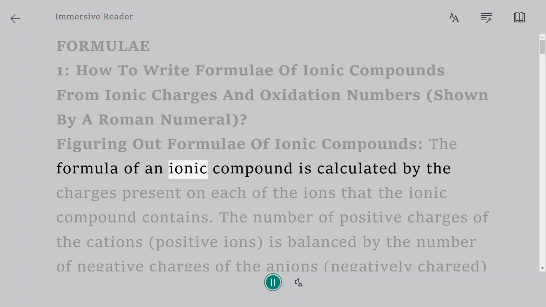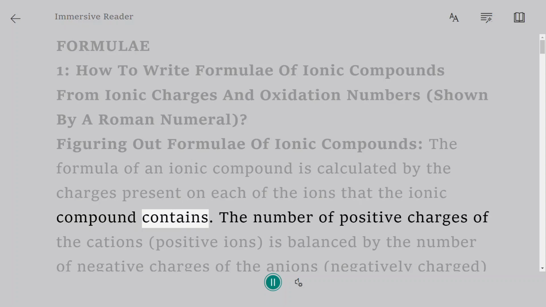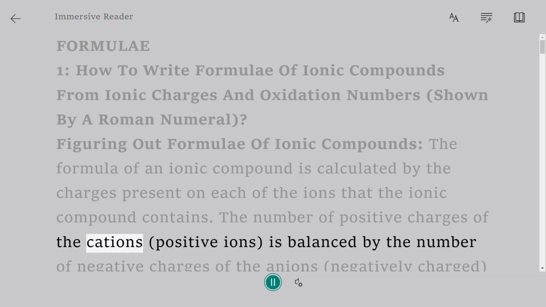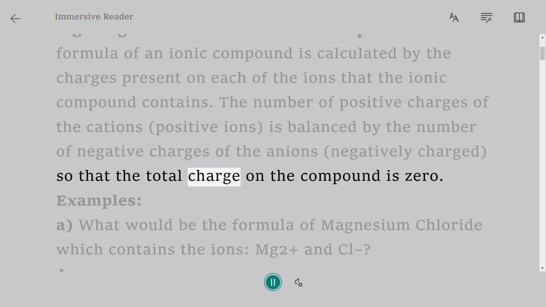The formula of an ionic compound is calculated by the charges present on each of the ions that the ionic compound contains. The number of positive charges of the cations, positive ions, is balanced by the number of negative charges of the anions, negatively charged, so that the total charge on the compound is 0.